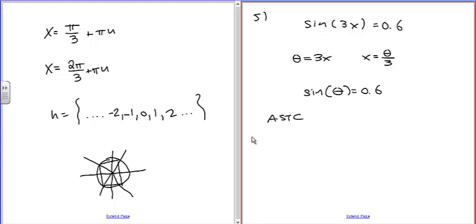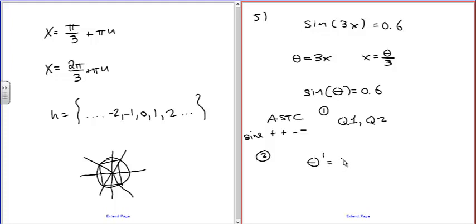All students take calculus. The sign, we did this on the first problem. It's positive in the first and second quadrants, negative in the third and fourth. So in our case, we have a first quadrant and a second quadrant solution in theta. So that was step 1. Figure out which quadrants we're in. Number 2, find the reference angle. So since I'm using theta, I'm going to call it theta prime.